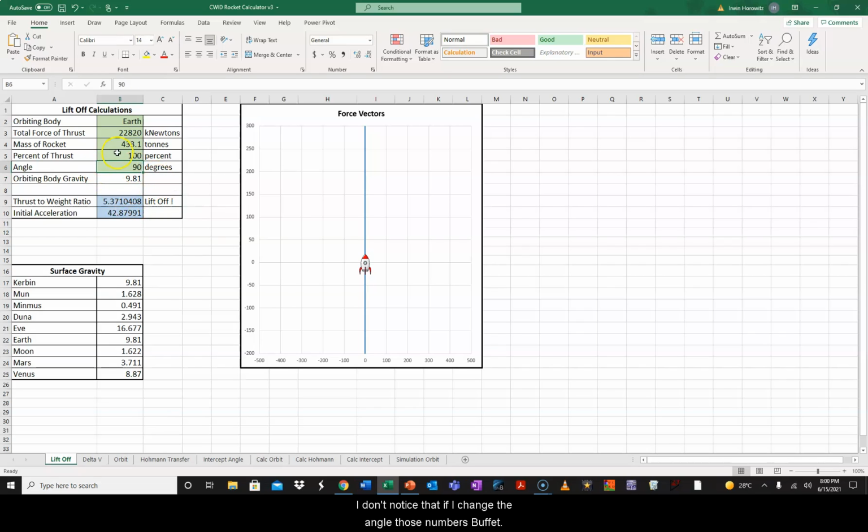You'll notice that if I change the angle, those numbers will change as well. Let's say it was 45 degrees. I got a thrust to weight ratio of about 3.8. Let's say it was 30 degrees, 2.6. It was 20 degrees, we're getting a little bit lower, 10 degrees. And you'll notice that if I were to launch it at an angle of 10 degrees from the vertical, I would not successfully be able to launch. Not enough of the thrust is going upward. So at about 11 degrees, it just barely makes it. So the minimum launch angle would be 11 degrees, but 90 is what you really want there.